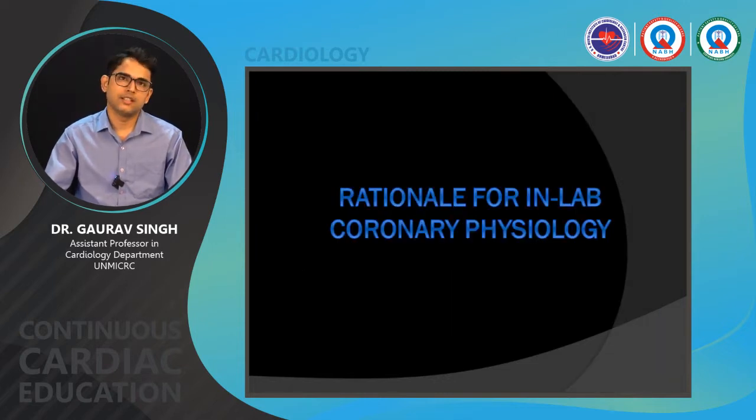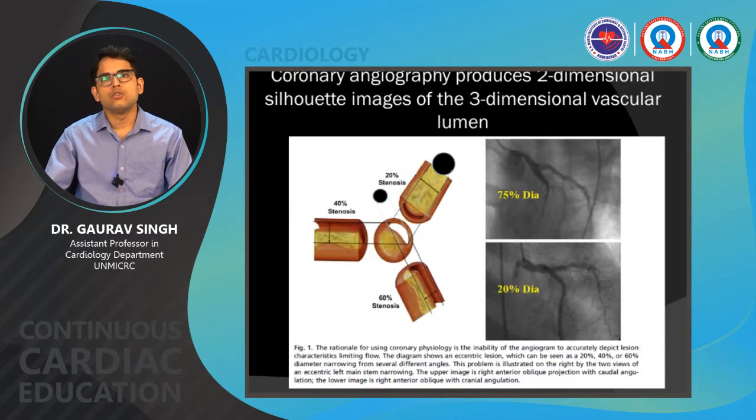What is the rationale for in-lab coronary physiology assessment? As you can see, these are coronary angiographic images, and in short they provide two-dimensional images of a three-dimensional vascular lumen. In one image the lesion appears to be a significant 75% lesion, but in another image the same lesion appears 20%. So these are the limitations of conventional angiography.